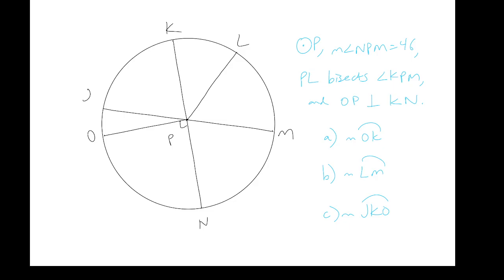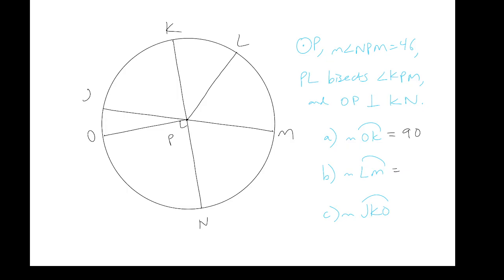Well, as I said, KN and OP are going to be perpendicular to each other. So OK will be 90. That's our arc. It's going to be a 90-degree arc. It's a quarter of the circle. It's a 360. I have LM. What's LM going to be?